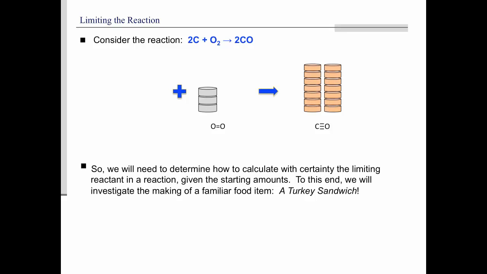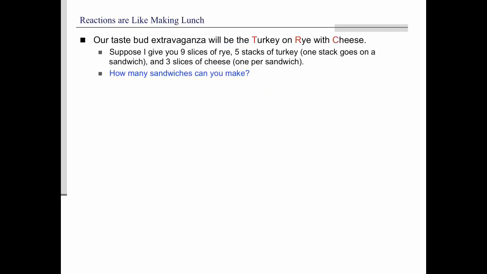And the way we're going to do this is we're going to start off by talking about a very familiar food item called a turkey sandwich. And our little turkey sandwich will be made of turkey on rye bread and with a big slice of cheese. So I just want you to imagine this scenario where we've got at our disposal 9 slices of rye, 5 nice stacks of turkey, and 3 thick slices of cheese. How many sandwiches can we make?